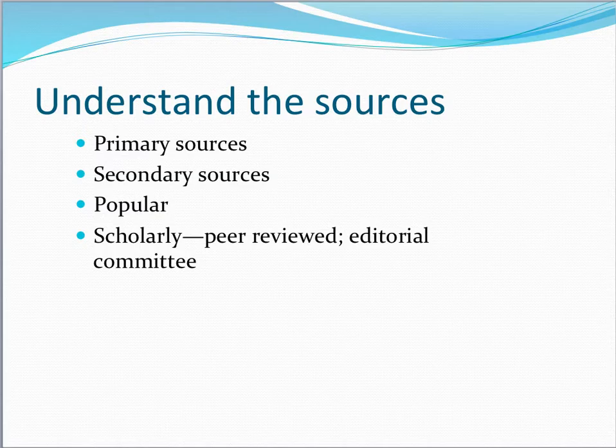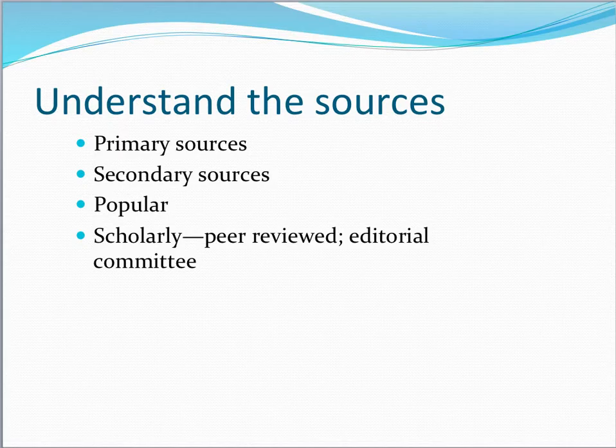Now, where does this information come from? If you remember, at the beginning of the semester, we talked about data, information, knowledge, and wisdom. Well, information also comes from primary and secondary sources. That data that becomes information comes from primary and secondary sources, or popular sources, or scholarly peer-reviewed sources. And we'll see how that affects the type of information that we have to evaluate.